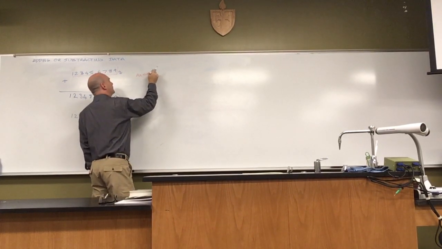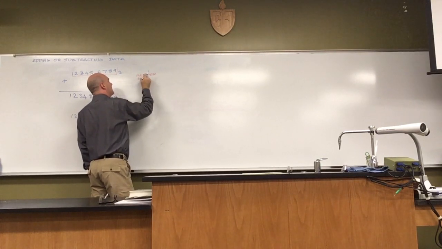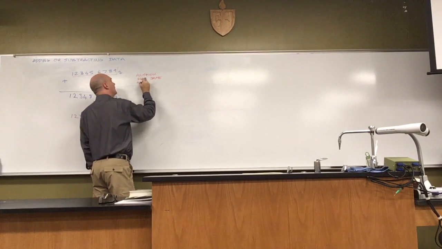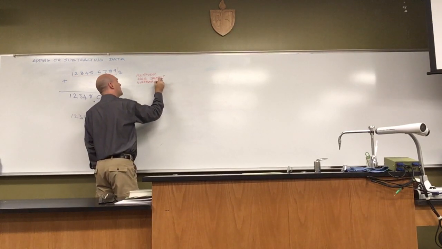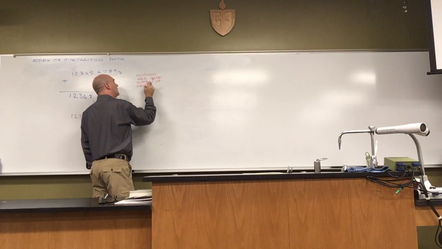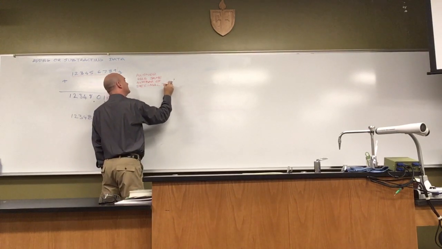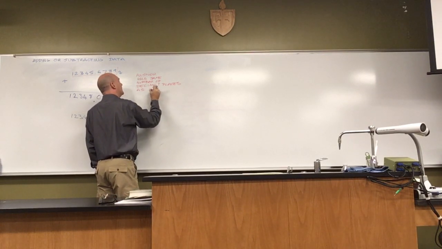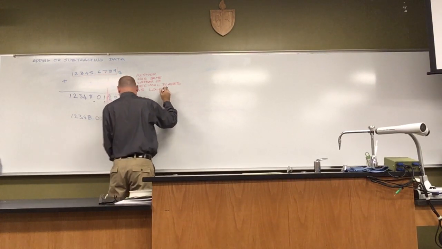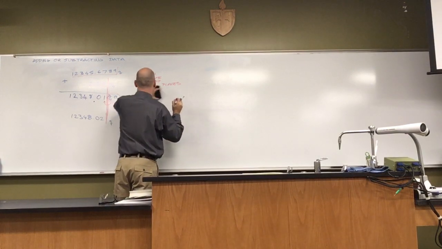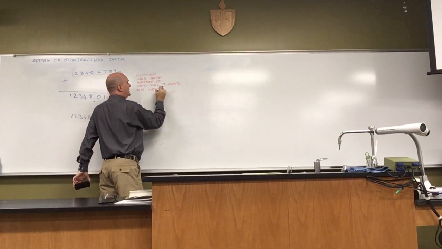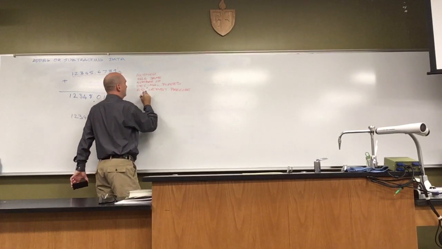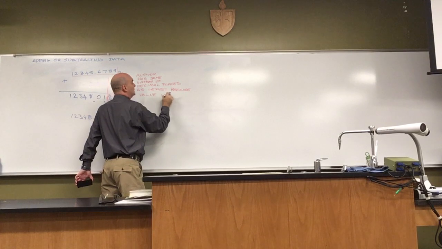So when you add or subtract numbers, your answer has the same number of decimal places as the least precise value.